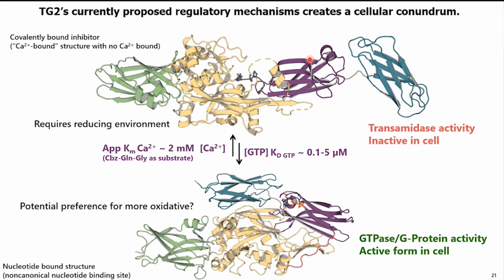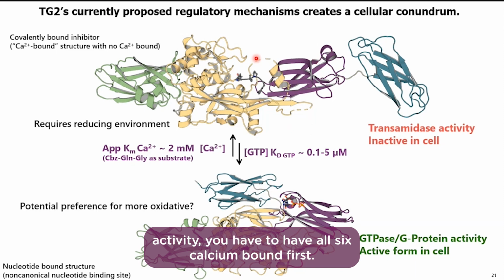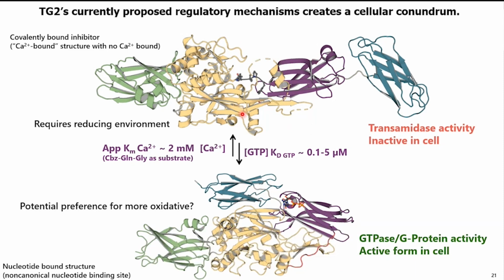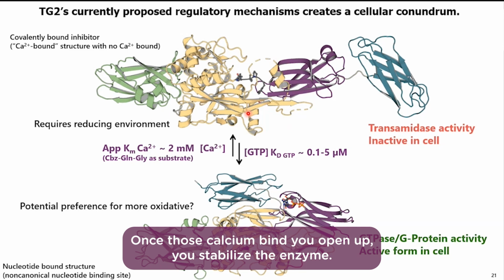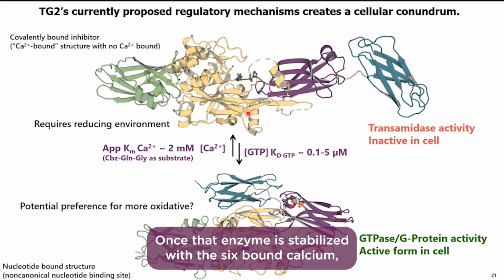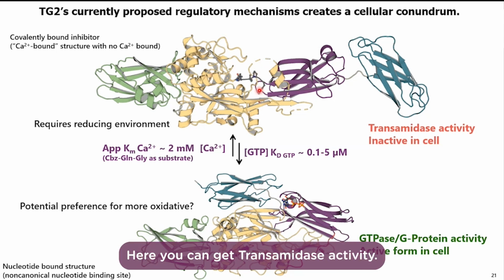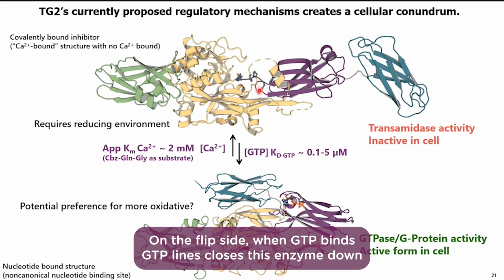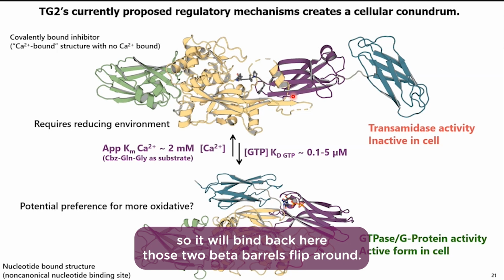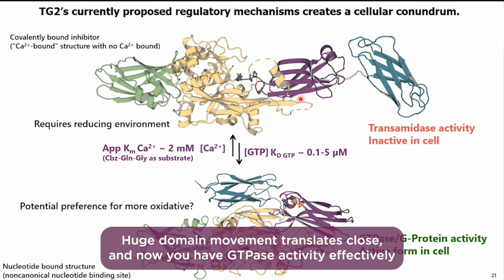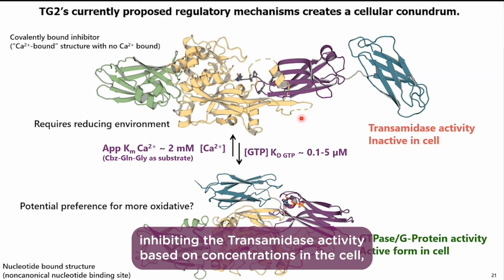In the cell, in order to get transamidase activity, you have to have all 6 calcium bound first. Once those calcium bind, you open up, you stabilize the enzyme. Once that enzyme is stabilized with the 6 bound calcium, you can then bind substrate here. You can get transamidase activity. On the flip side, when GTP binds, it closes this enzyme down. So it will bind back here. Those 2 beta barrels flip around. You get a huge domain movement, it translates, closes, and now you have GTPase activity effectively inhibiting the transamidase activity.